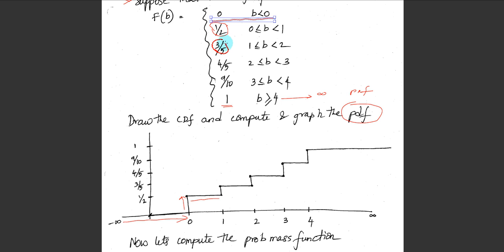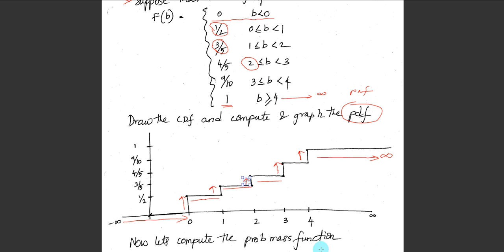So essentially it goes up from 1/2 to 3/5, whatever that difference is, and it stays steady between 1 and 2, and it goes up to 4/5 at exactly 2, and between 2 and 3 it stays steady at 4/5, and at 3 it goes up to 9/10, and at 4 it goes up to 1, and it stays 1 throughout all the way to positive infinity. So that is how you graph a cumulative distribution function.